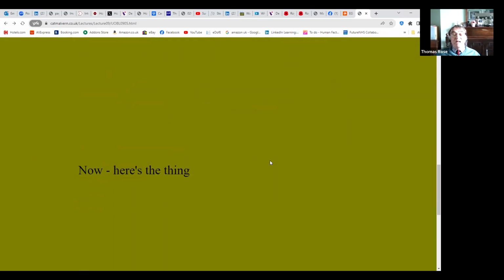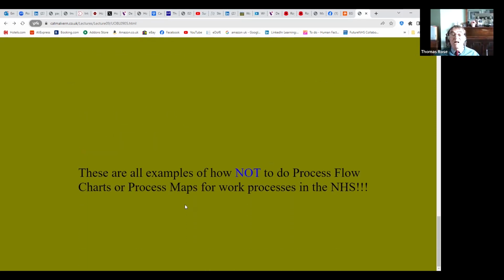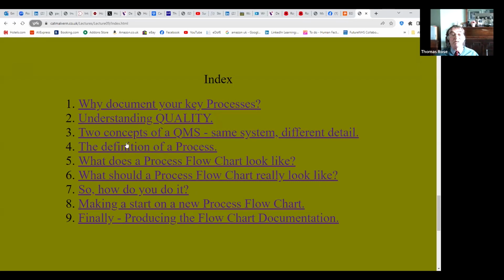Now here's the thing. I've shown you all of those examples of how to map a process. Well, I think they're all how not to map a process or creating a process chart in the NHS. That's my view. Fortunately, no one agrees with me. I mean, unfortunately, no one agrees with me.